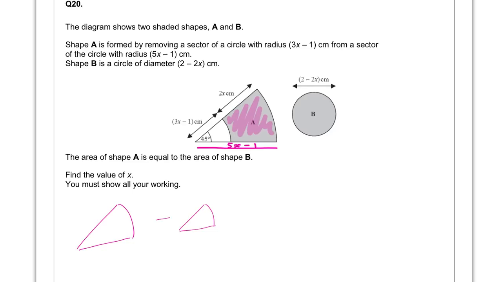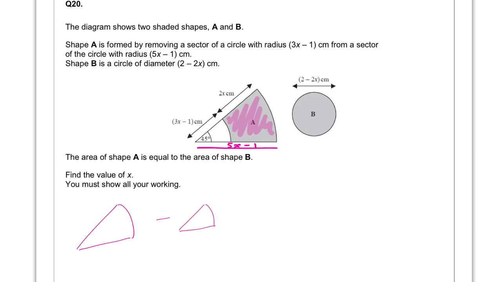We should all be able to, without even knowing anything about sectors, be able to see that if we take the small pizza from the big pizza, we're going to be left with that pink shaded bit, aren't we? Okay? Everyone should be able to do this, no matter what level you are, and this could get you a mark. When we're looking at these questions that are a bit more difficult, we are all about getting the marks. Now, it says the shaded area is equal to the shaded area of shape B. We need to calculate the value of x.